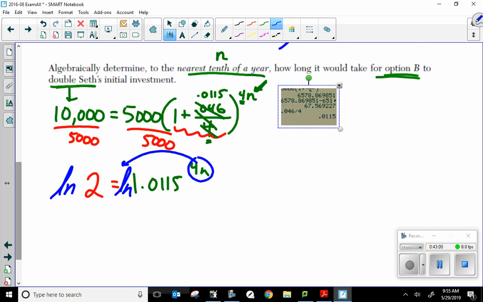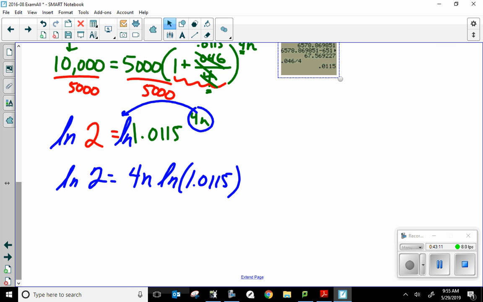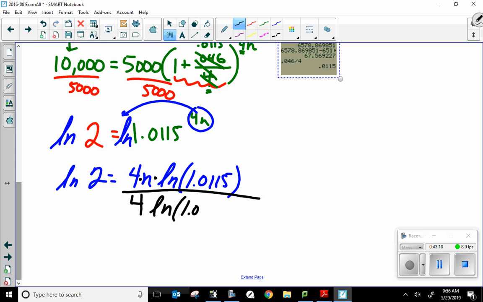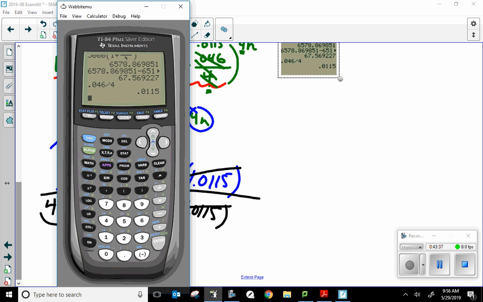So now I've got the ln of 2 equals 4n times the ln of 1.0115. I am multiplying n times 2 things, by 4 and natural log here. So I'm going to get rid of those by dividing by 4 and natural log of 1.0115. Cancels with this, so n equals. What I do to one side, I have to do to the other. I'm literally putting this in the calculator and seeing what I get.